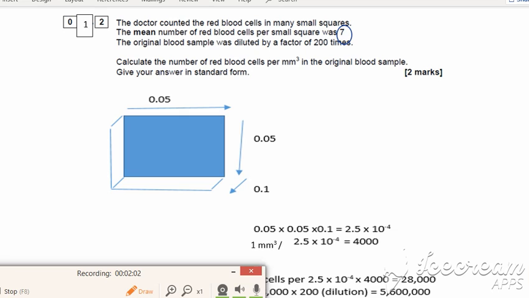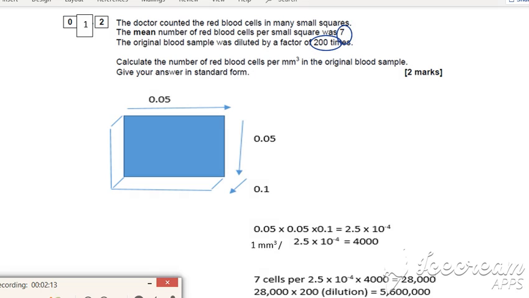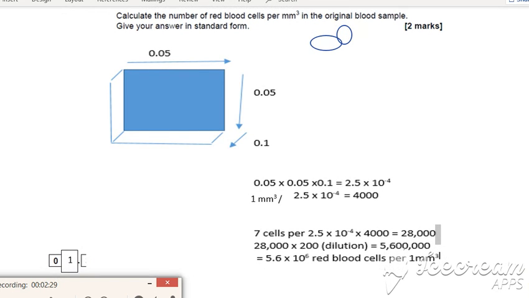So now we need to take into account the fact that we have diluted this sample by 200 times. So the sample has been diluted by 200 times, so therefore we do the 28,000 that we've just worked out, and we multiply that by the dilution of 200, which will give us our answer. And then while we've got our answer, we're putting our answer in standard form as they have requested, which we take to 5.6 times 10 to the power 6 red blood cells per 1 centimetre cubed.